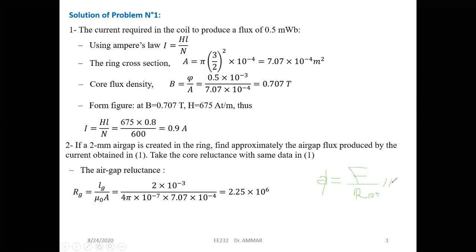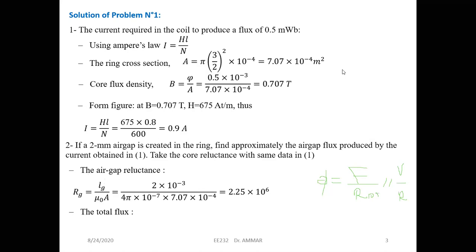So this law is like Ohm's law, which is V over R. That's why we have to find each reluctance, the reluctance of the core and the reluctance of the air gap. The reluctance of the air gap is Lg, the length of the air gap, over mu0 times the cross section, and it's equal to 2.25 times 10 to the power 6. Of course the flux we are looking for is a total flux.